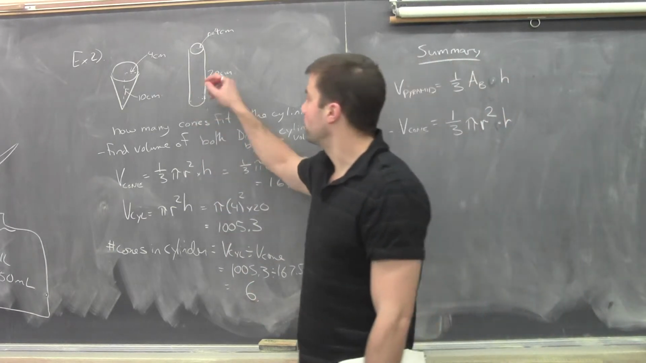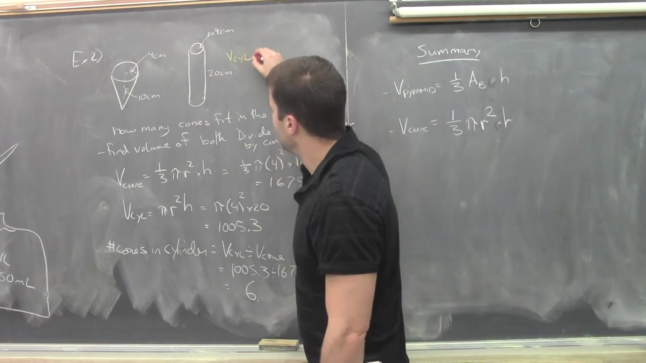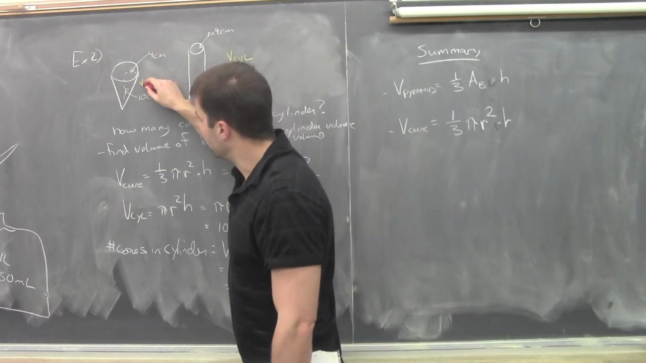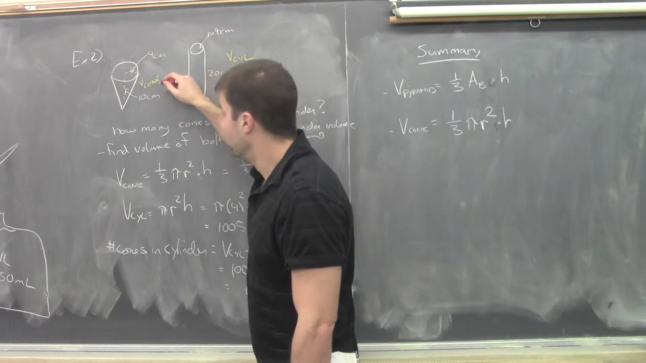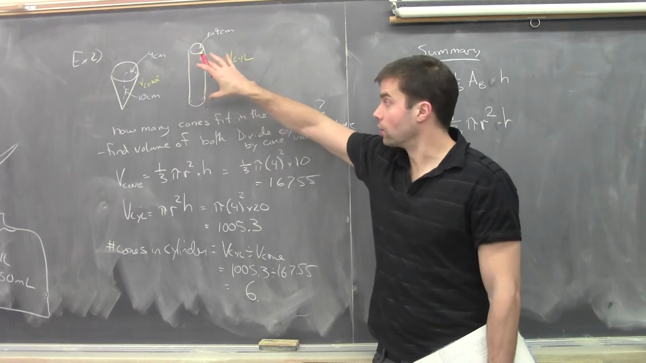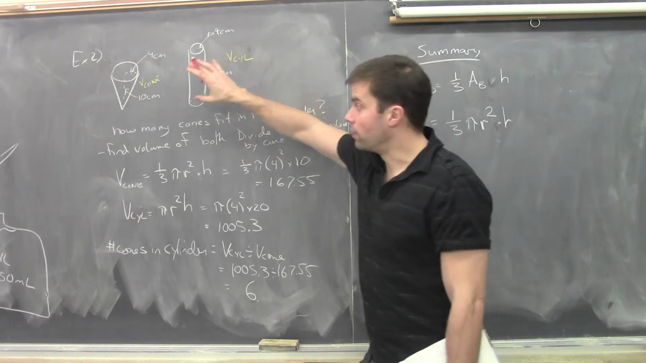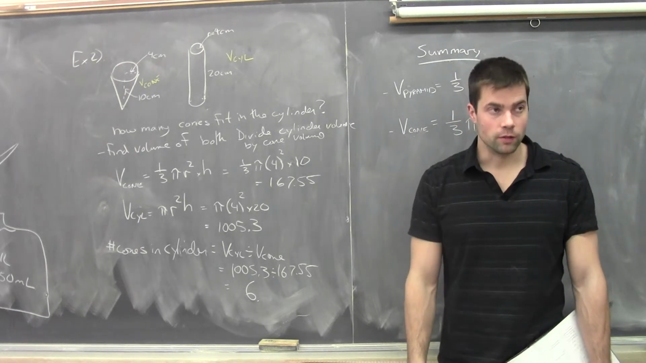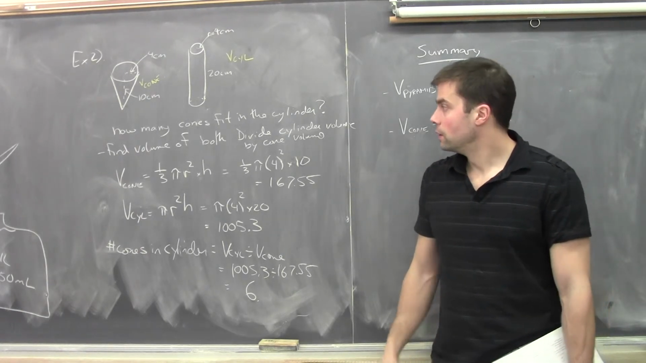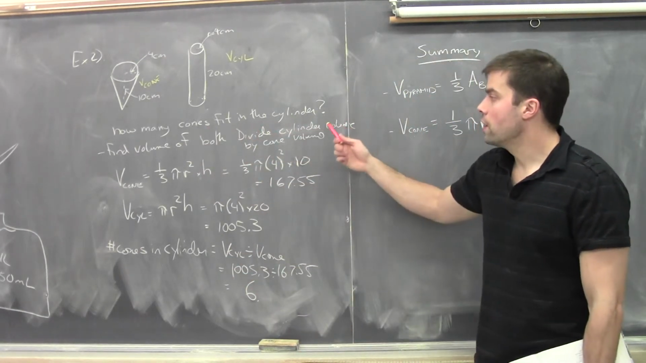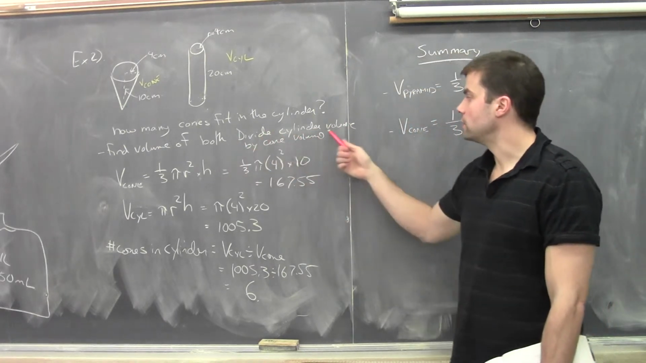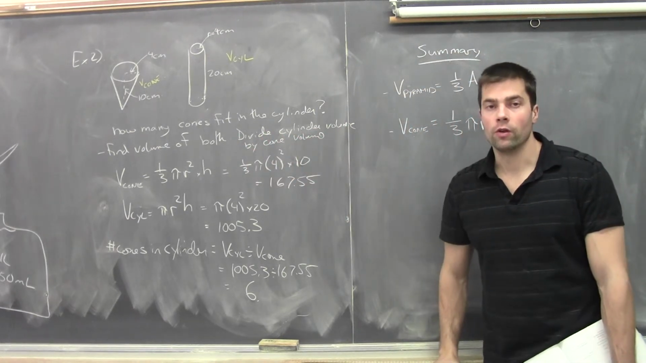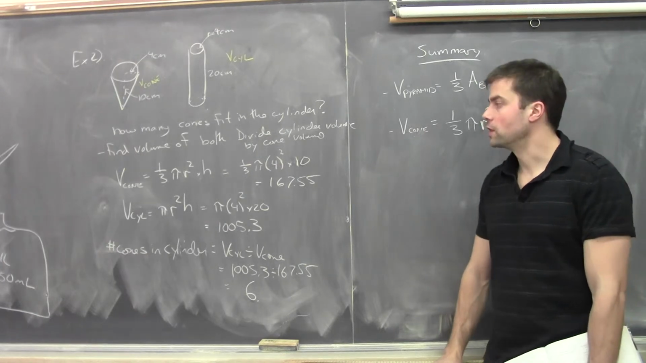We need to calculate the volume of the cylinder, and we need to calculate the volume of the cone. Once we have those two values, we take our larger value, the cylinder, and we divide it by our smaller value, and then we'll figure out how many cones can fit into that cylinder. So how many cones fit in the cylinder? Find the volume of both, divide cylinder volume by cone volume. Okay, so those are the steps we're going to take.